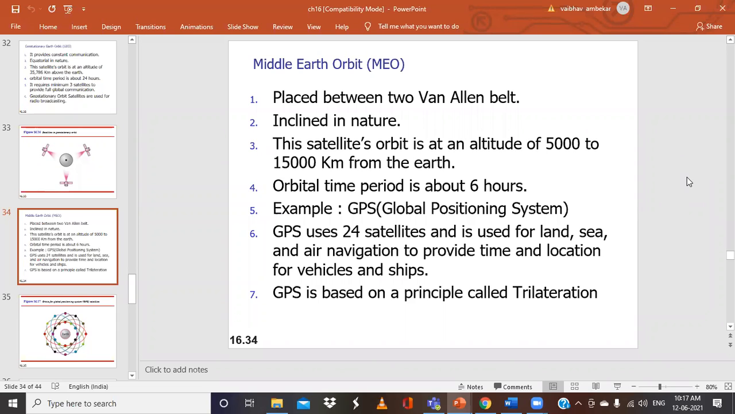And this GPS uses 24 satellites and is used for land, sea, and air navigation to provide time and location for vehicles and ships. Whenever we are moving or traveling, not only for vehicles and ships, but also for land navigation, to provide time and location. Time and location can be calculated by using this GPS system.